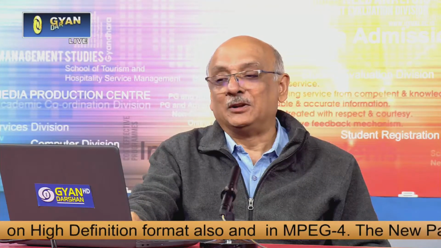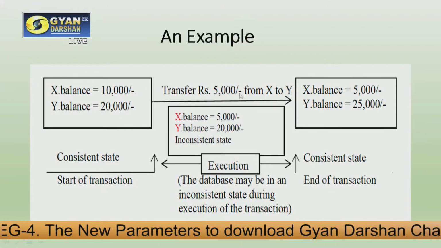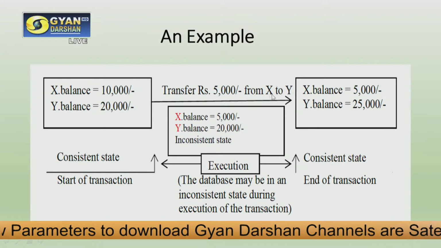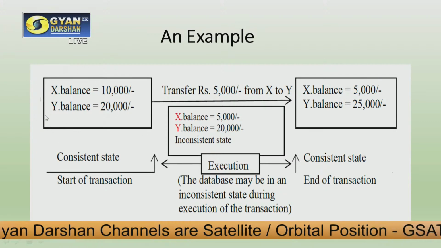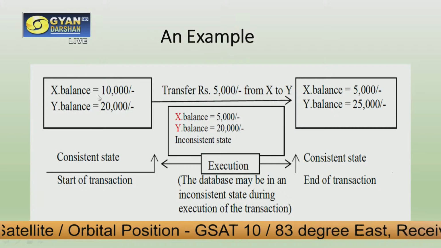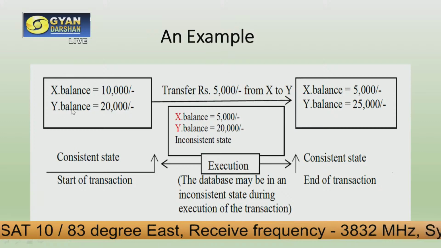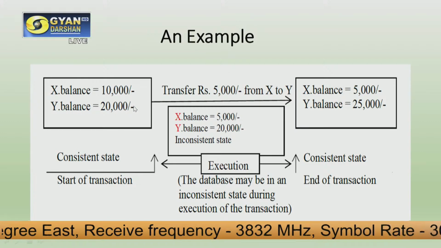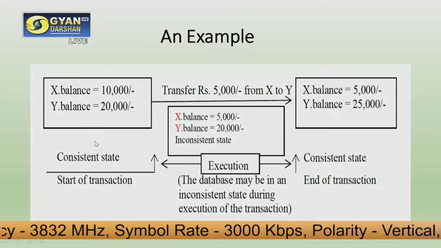Now, we should explain everything with the help of an example. So let's look into a particular example. Suppose there is a transaction which transfers rupees 5,000 from account X to account Y. So assume that at the beginning of the transaction, before the transaction has begun, the balance at account X is 10,000 rupees. And the balance at Y is 20,000 rupees. And now this is a typical consistent state.